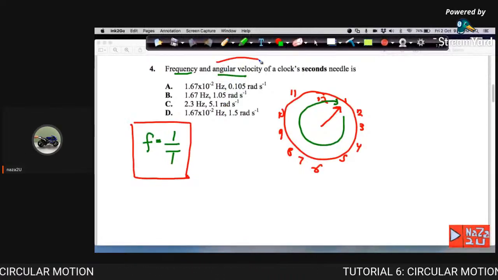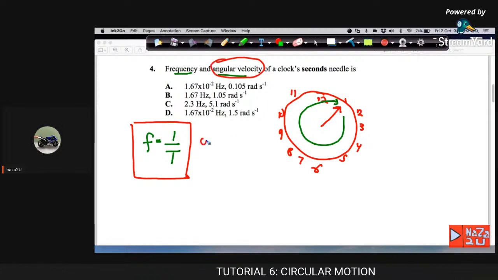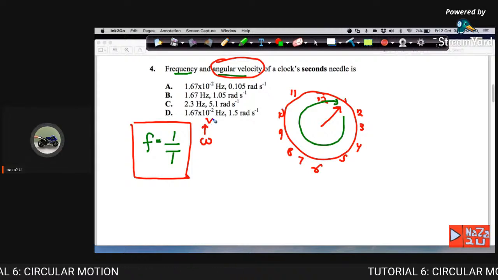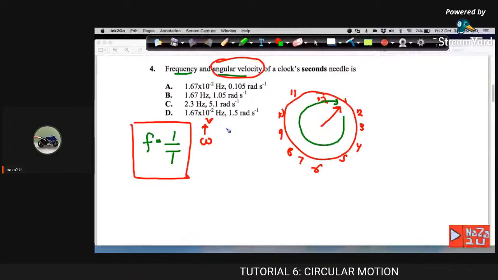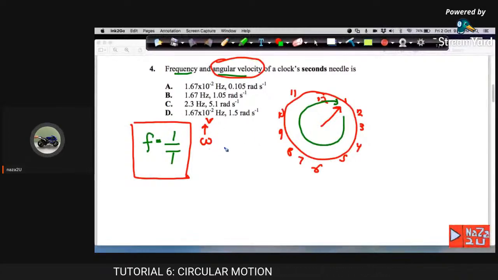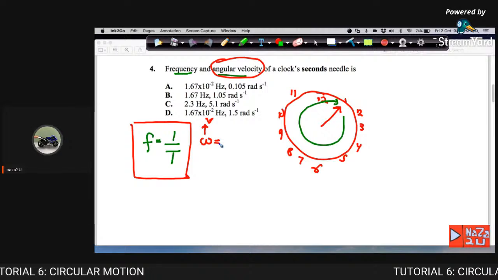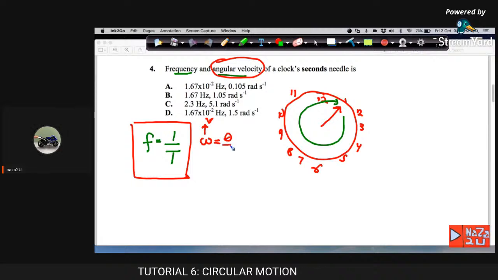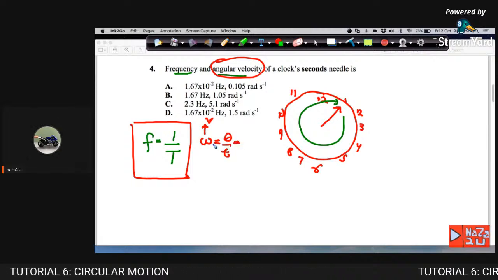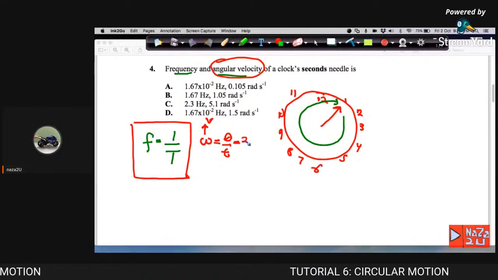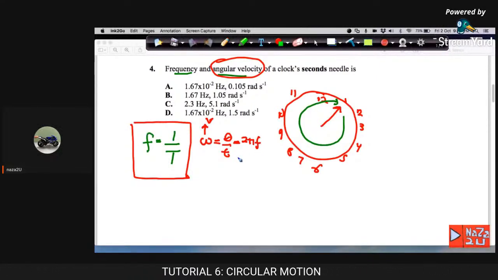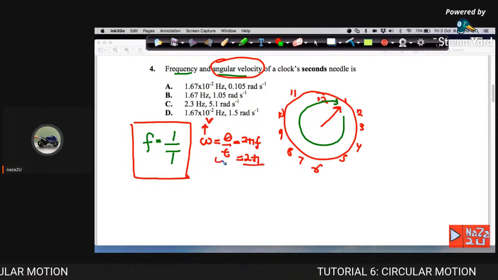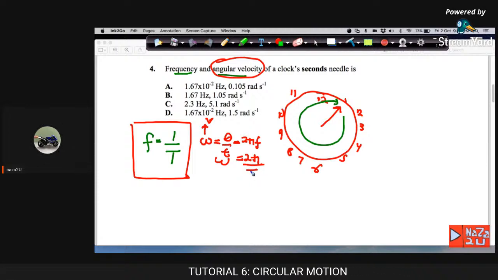And the angular velocity is omega. For linear velocity we use v, but for circular motion we can use angular velocity. So what is the equation for angular velocity? Angular velocity is the angle theta divided by time t, or omega is also 2 pi f, because f is equal to 1 over t, so omega is also 2 pi over t.